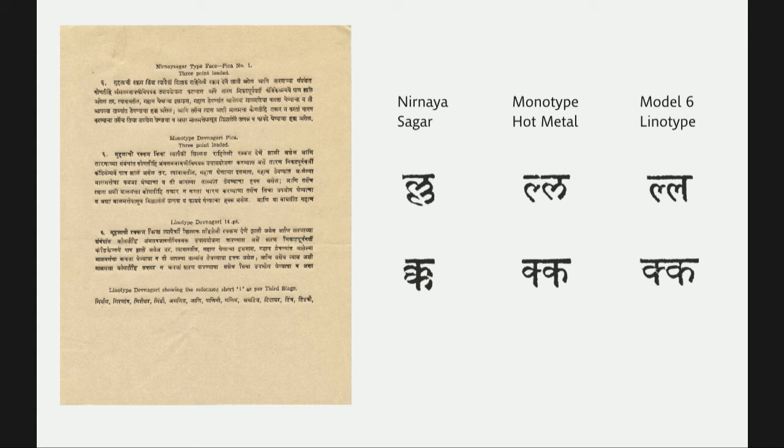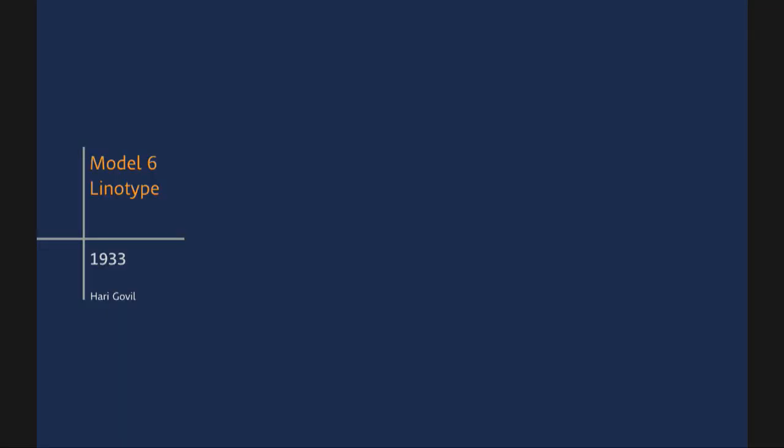So for Nirnaya Sagar, they were doing handset typography, and I guess the way they were looking at the type was probably closer to the reality, maybe. And Monotype and Linotype were stressed with technical limitation, so therefore the conjuncts became more horizontal. That's a little bit my guess. But the typefaces are nevertheless quite similar if you look at the print example on the side.